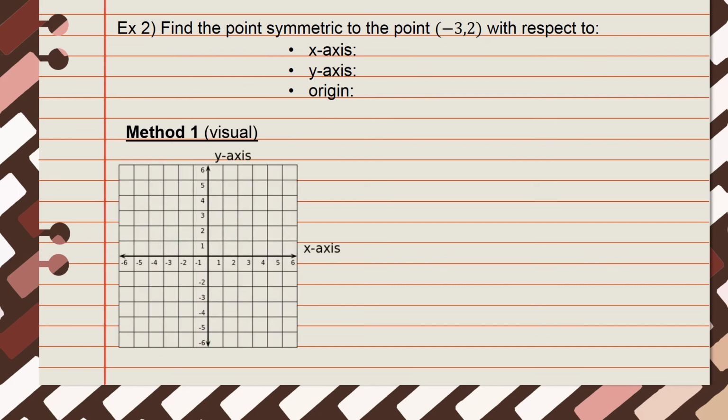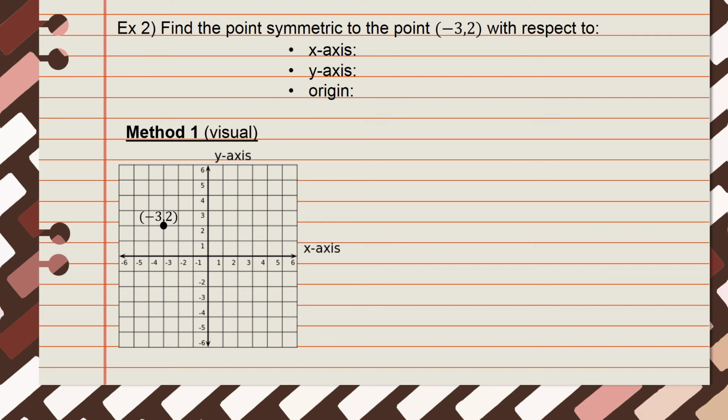So we take the time to draw an xy axis. From here, we plot the given point. They said find the point symmetric to the point negative 3, 2. So plot the point negative 3, 2. Since we have the graph and we see the axes, we go one by one.